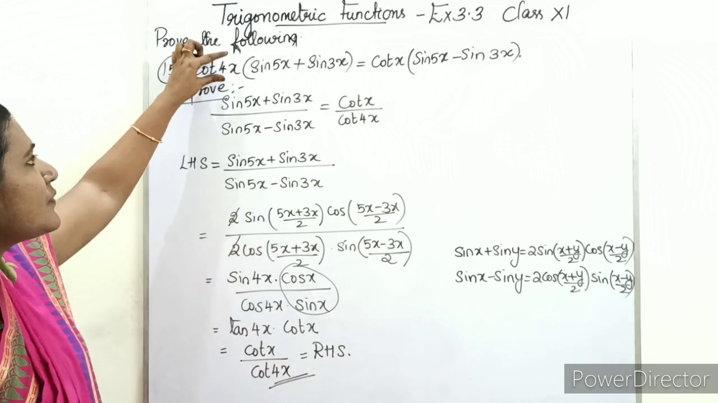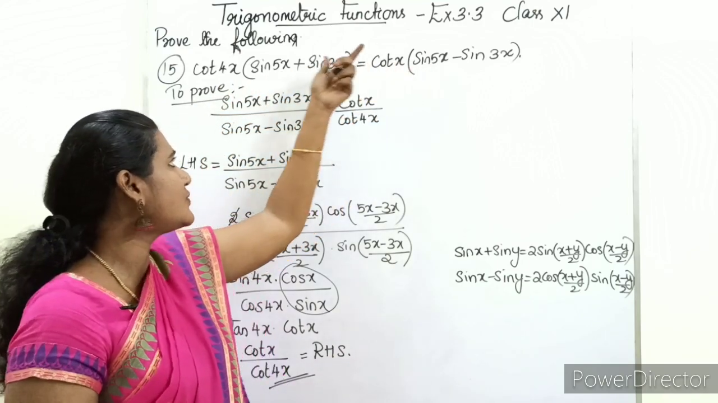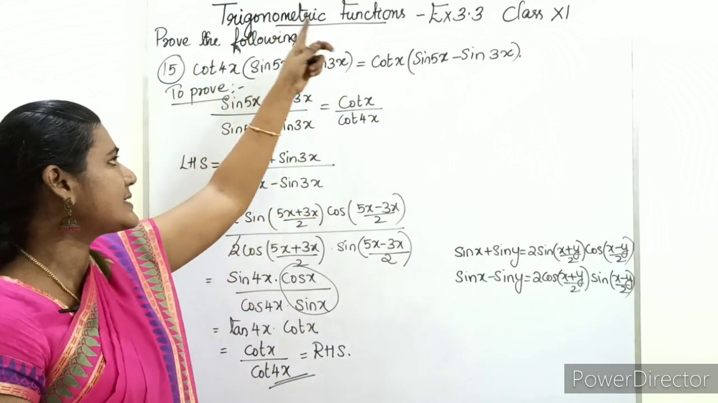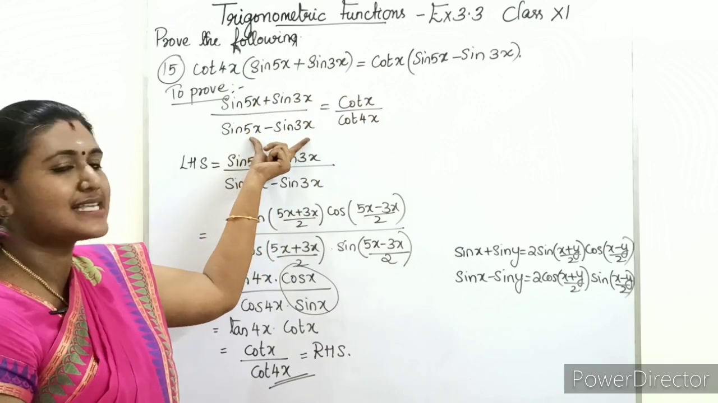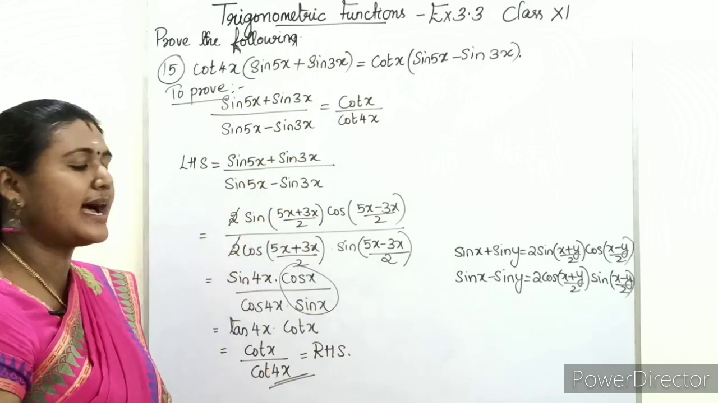So instead of proving this expression, we are taking this expression to the left side and cot 4x to the right side. So you will get this expression. Now we are simplifying the left side expression and you got the answer.